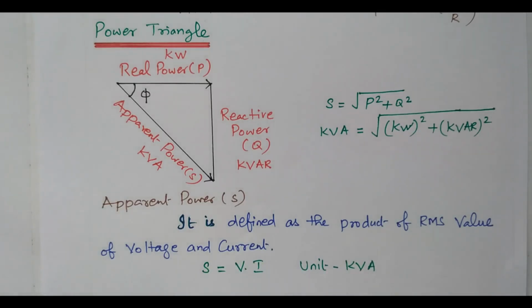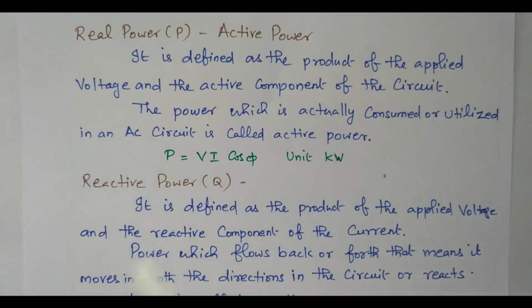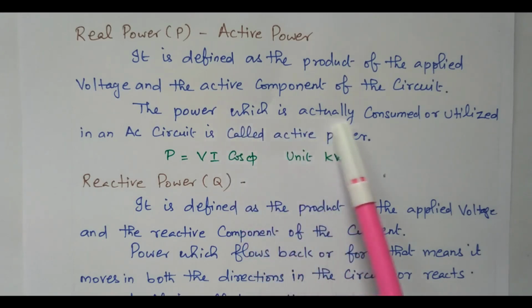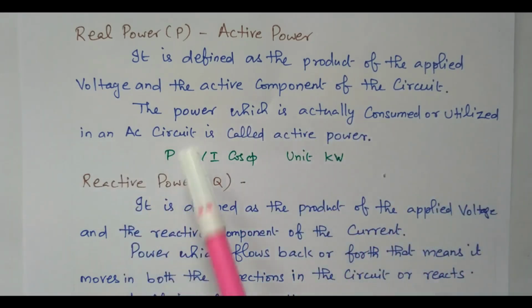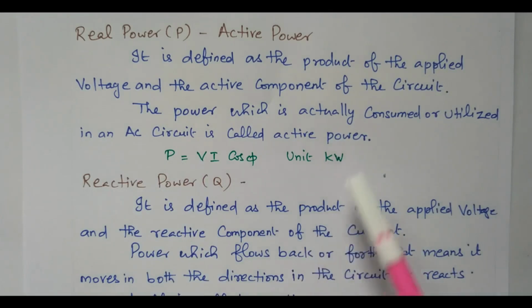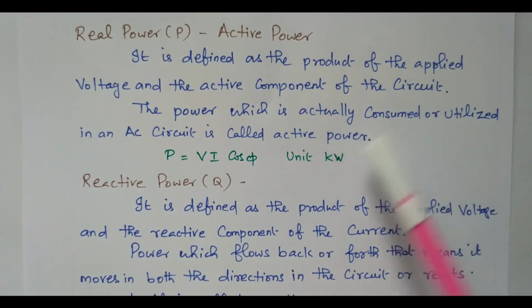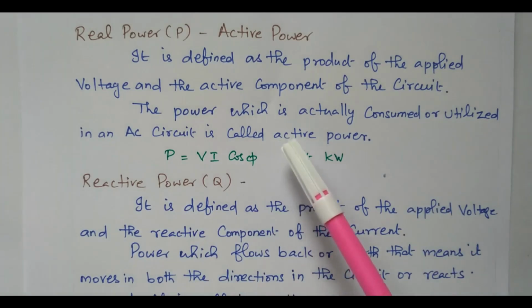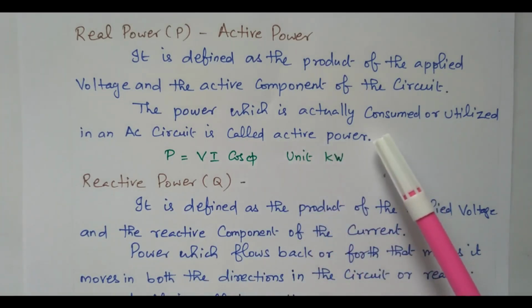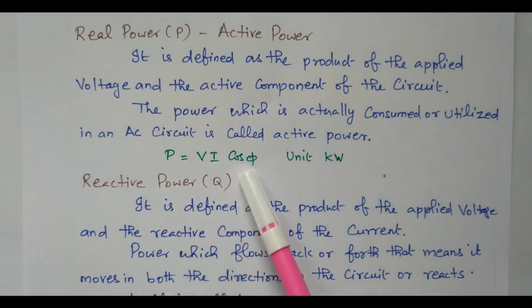Now we'll go to the real power. It is defined as the product of applied voltage and the active component of the current. Real power or active power means the active component. What is the active component? The power which is actually consumed or utilized in the circuit for energy conversion. Some of the power is not consumed; it is dropped in the circuit. That is called reactive power. The power fully utilized for conversion is called active power. So that is represented as P equal to VI cos pi.